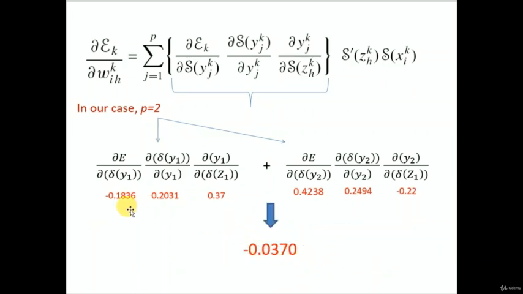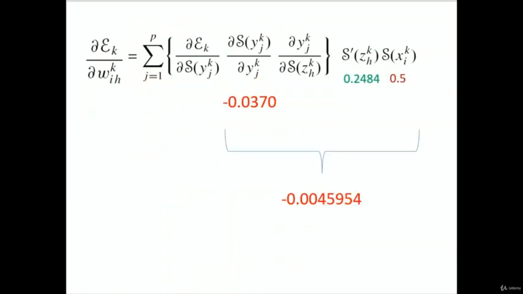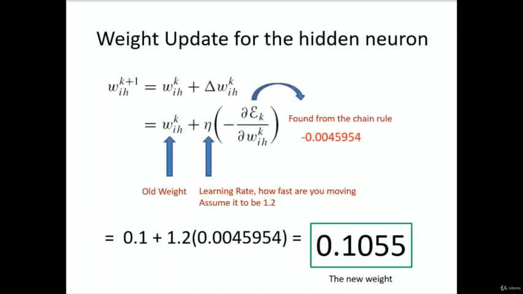Now multiply them all together and add them up, and you'll get the result of this summation over the two paths, which is negative 0.0370. And at the end, we take this result, this result, and this result, multiply them all together, and you'll get your final gradient, which is negative 0.0045954.